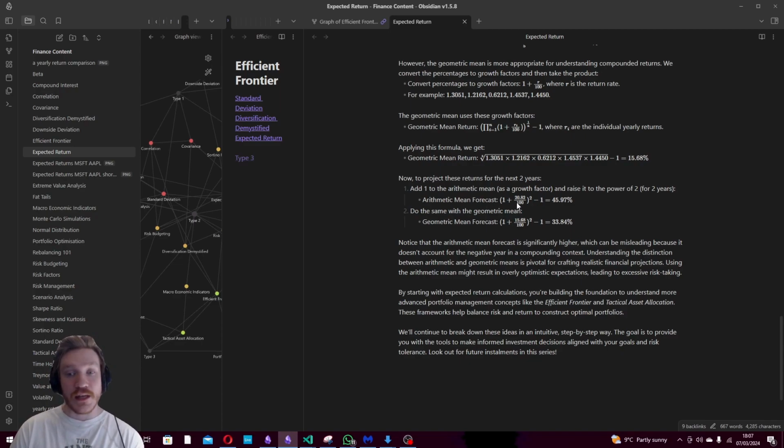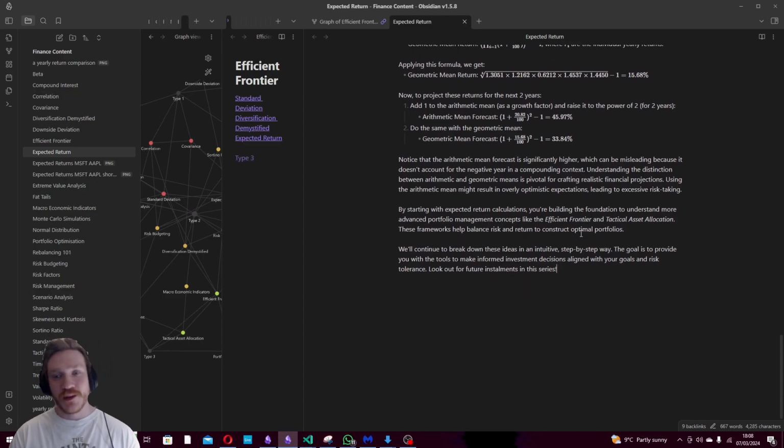We plug it into the standard compound growth formula that we all know. Here we go. 1 plus that 20.82 over 100. That's our 20.82% growth rate from the arithmetic mean. Squared here, to the power of 2, because we're forecasting 2 years into the future, and we get 45.97% return predicted for the next 2 years. However, if we use the geometric mean, 33.84%, that's more than a 10% difference in return. So hopefully that's explained the different types of expected return, the difference between them, and why you've got to be sure of which one you're using, particularly when it comes to mathematical work and forecasts far into the future.